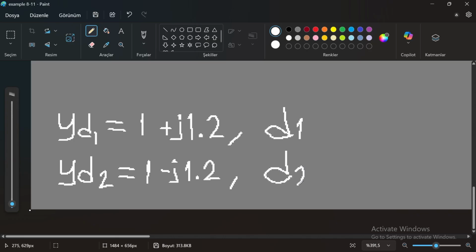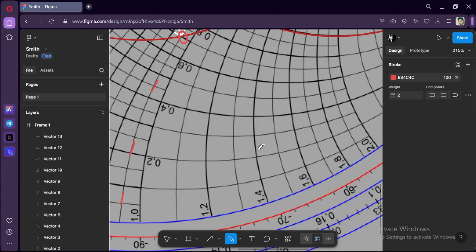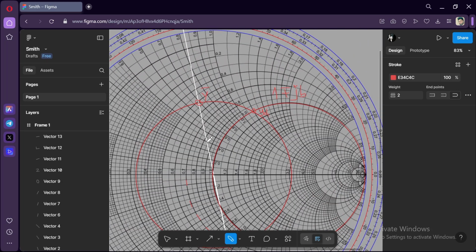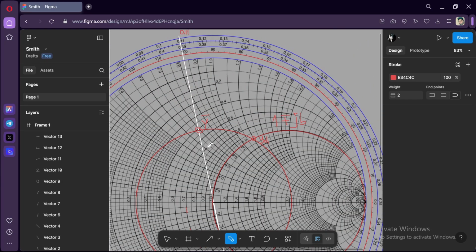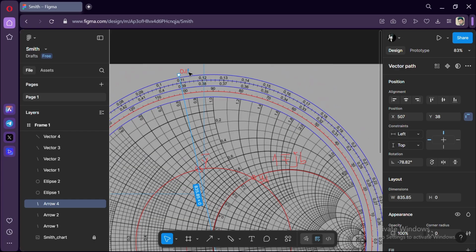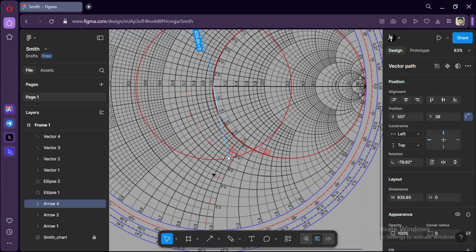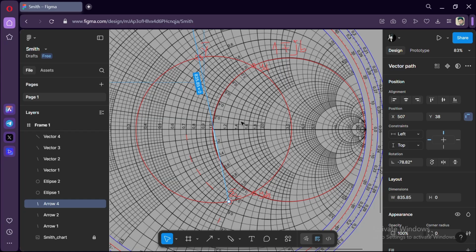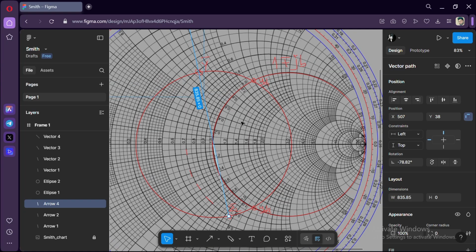How do we find the D distances on the Smith chart? Let's duplicate this, I will show you. Yeah, it's fine, we can do it.